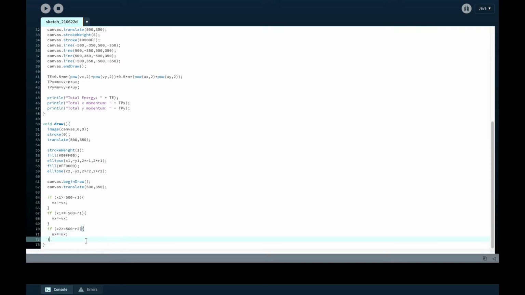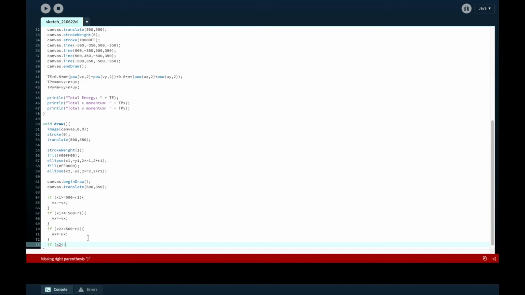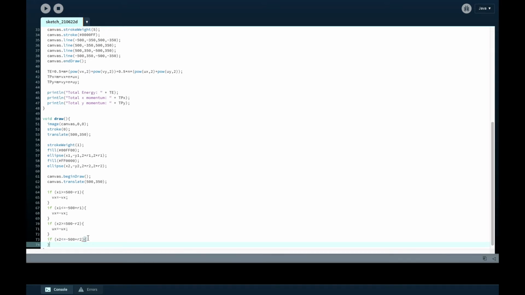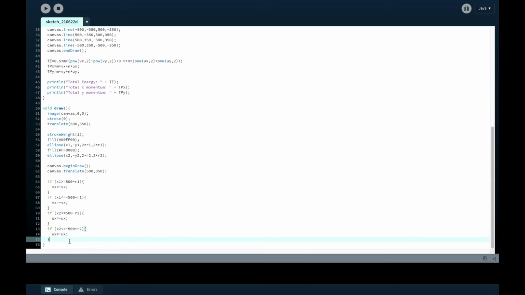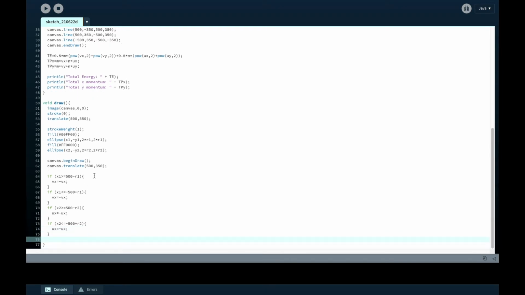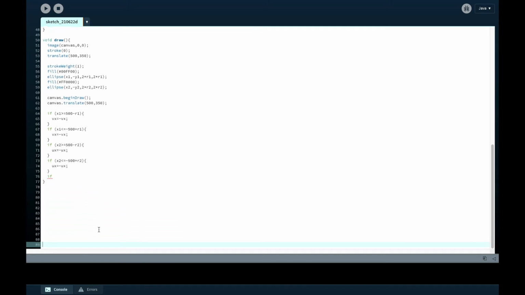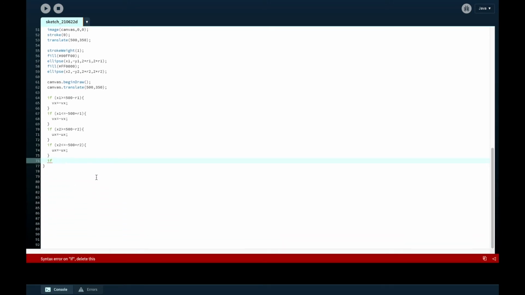And same thing for the left wall: if x1 is smaller than minus 500 plus r2, we have the same effect. And then we have, that's better. Then, now we're looking at the y component.